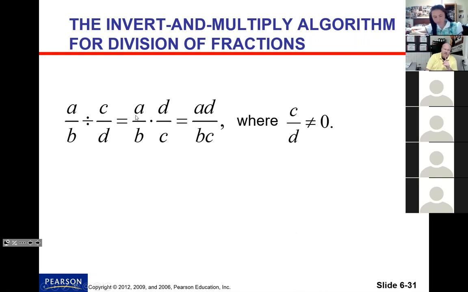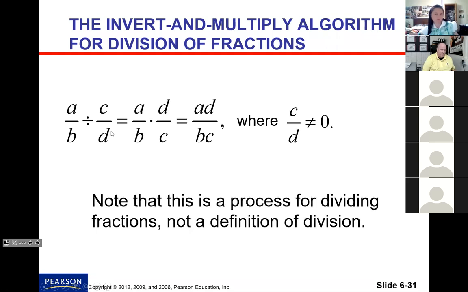Now, the biggest mistake students make is they flip the front one instead of the second one. They flip the first one instead of the second. The only one you flip is the second one. Okay. So basically, that's just a way to take division and turn it into multiplication. And this process for dividing is not a definition of division. It's just a procedure to do it.